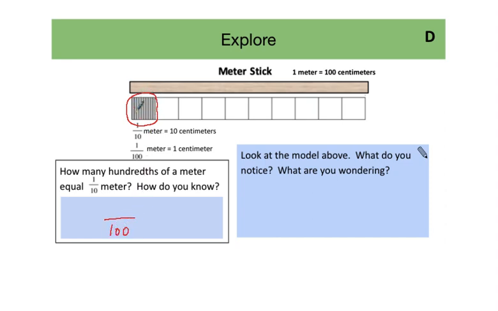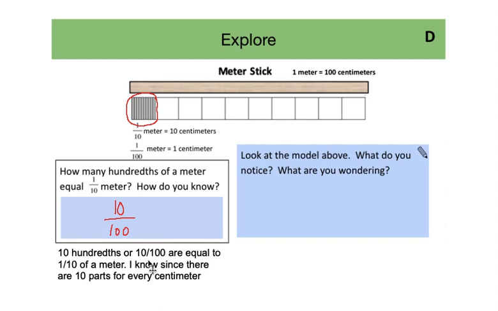Now, how many parts are shaded here? 10, right? So this first part shows 10 hundredths. So 10 hundredths or 10 1/100ths are equal to 1/10 of a meter. I know, since there are 10 parts for every centimeter. So here, looking at the model, what did you notice about this model, and what are you wondering?